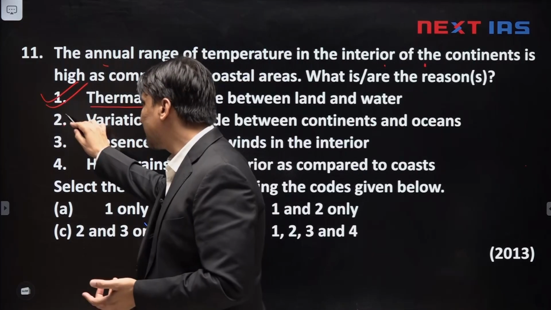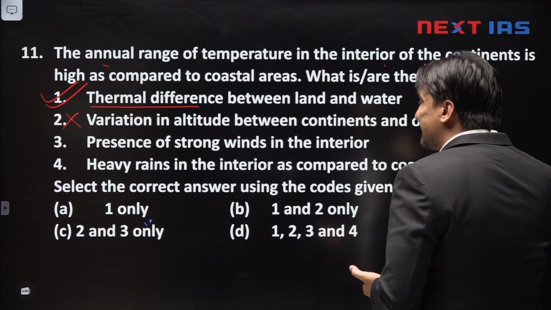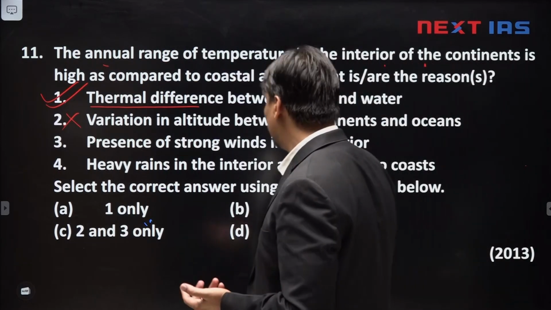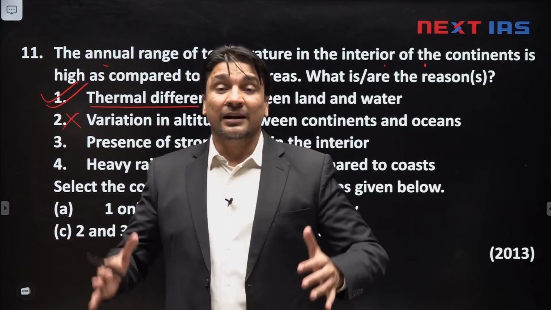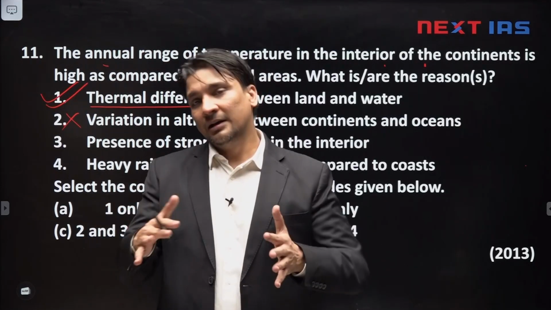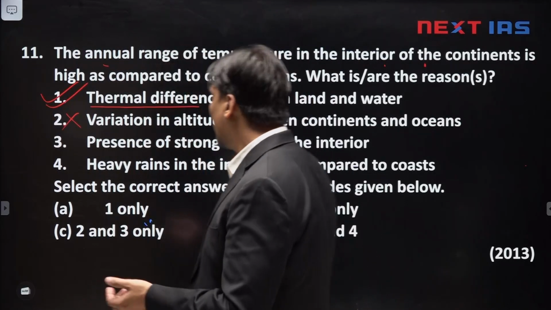Correct? So this is not the factor. 3. Presence of strong winds in the interior of the continents. No, it is incorrect. In continental interiors, even the winds are very calm. The strong winds are observed in coastal areas, not in interior part of continents.